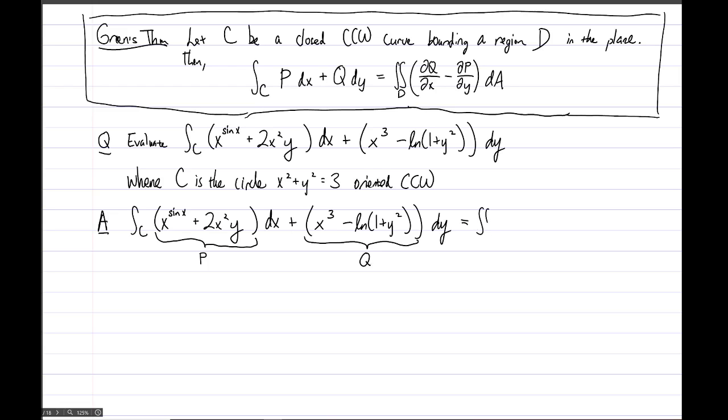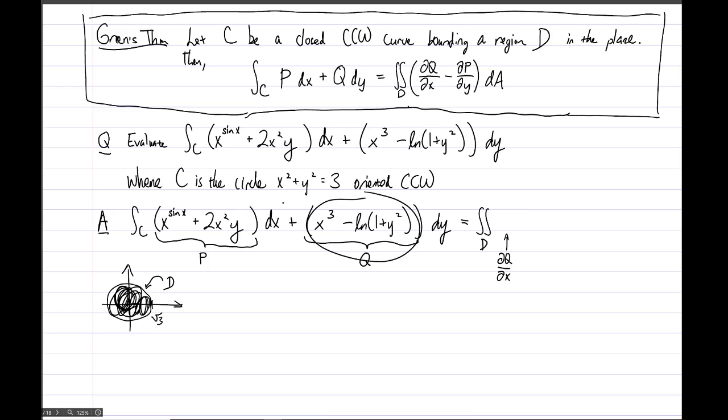Yeah, and if we write this as a double integral over a region D, so what's D? In this example, there's a circle of radius root 3, and so there's a filled-in disk of radius root 3, and that's capital D. So over the region D, we should have here first the partial derivative of Q with respect to x, because that's what the formula tells us here. That's what the theorem tells us.